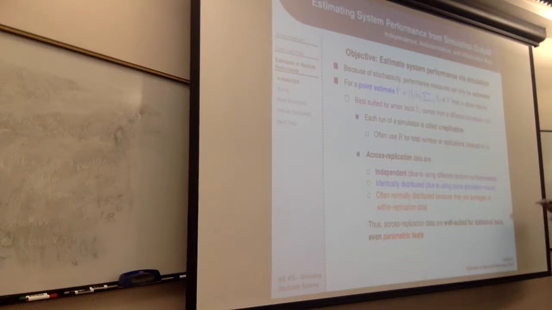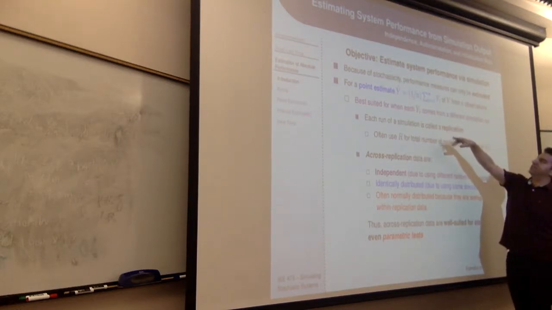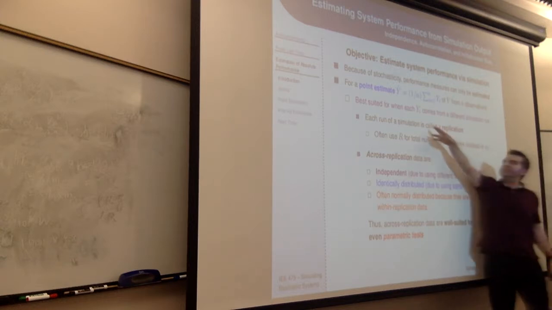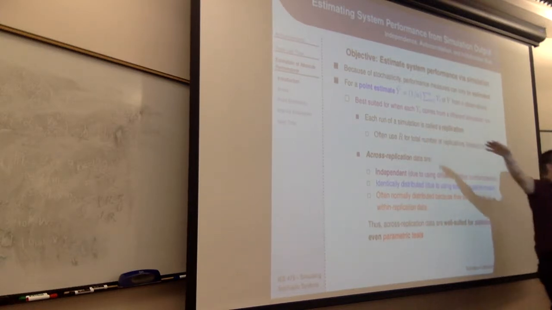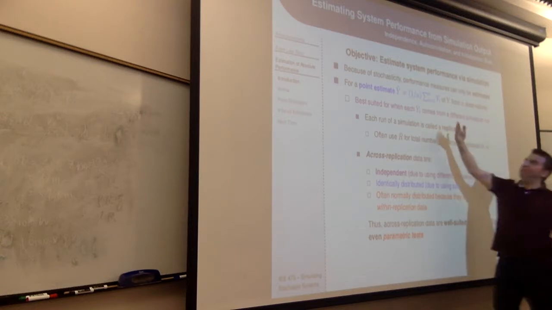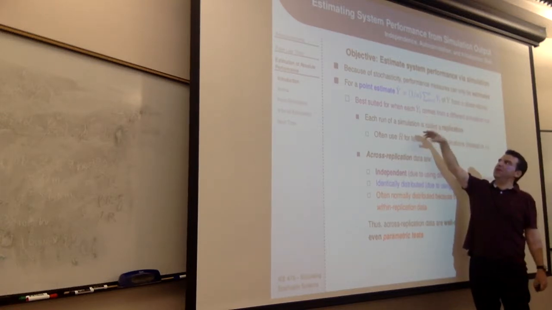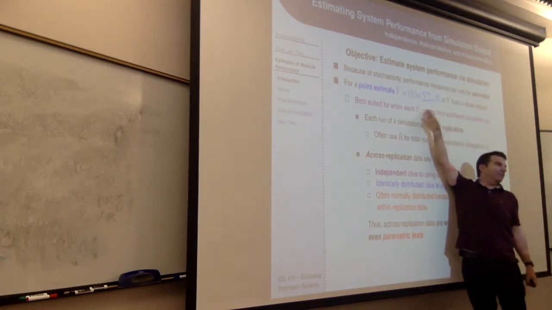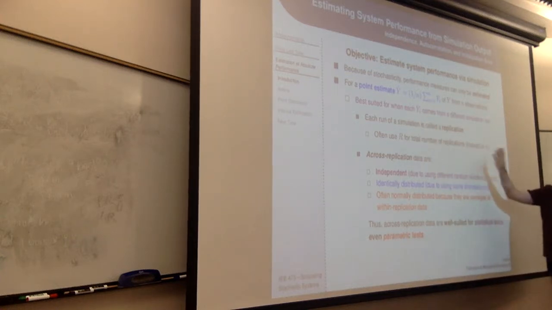All right, so this point estimator is best suited when you're moving across replications. So when you're averaging within replications, then it's harder to say what this estimator means. Mean is sort of a funny term to work here. What is the meaning of this estimator? Only when it's across this replication data.